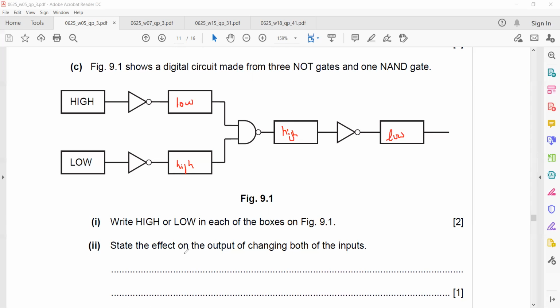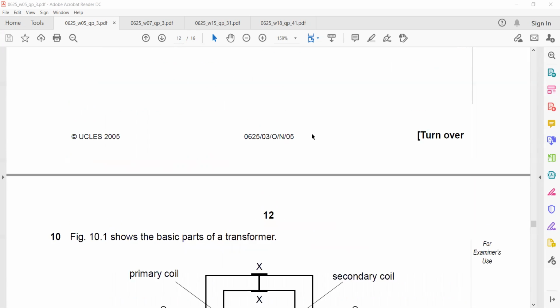In the question, state the effect on the output of changing both the inputs. It means if they change both the inputs, will it affect the output? Like this one was initially high and they made it low, and this one is low, we made it high. Will it affect the final result? So no change will be there. This will be 1, this will be 0, so 1, 0 is 0 for AND, make it 1, and passes through the inverter, it will be 0. So for the final output, you will mention no effect or no change.